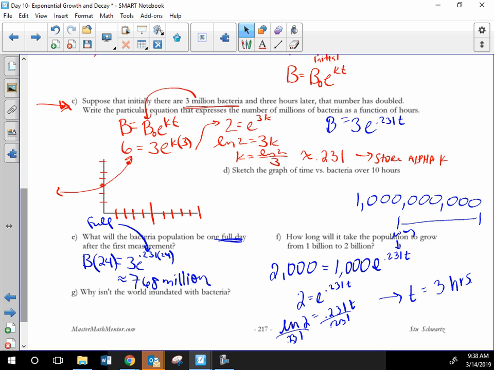Why isn't the world overwhelmed with bacteria? That's a lot of bacteria. We wash our hands. There is a lot of bacteria. Bacteria dies just as quickly as it grows. Right, but there's good bacteria too. To make you think.